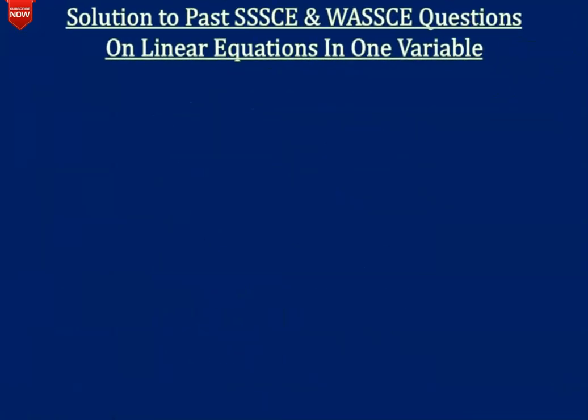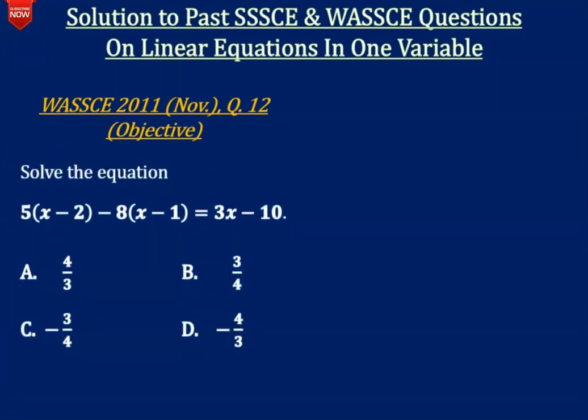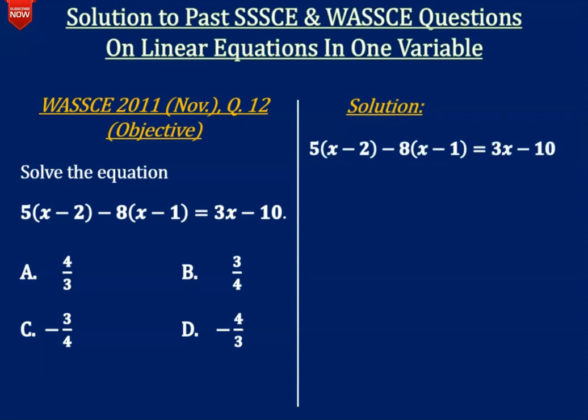WASSCE 2011 Navdeq Objective Question 12. Solve the equation 5 into bracket x minus 2 minus 8 into bracket x minus 1 is equal to 3x minus 10. Solution. We have the equation 5 into bracket x minus 2 minus 8 into bracket x minus 1 is equal to 3x minus 10.